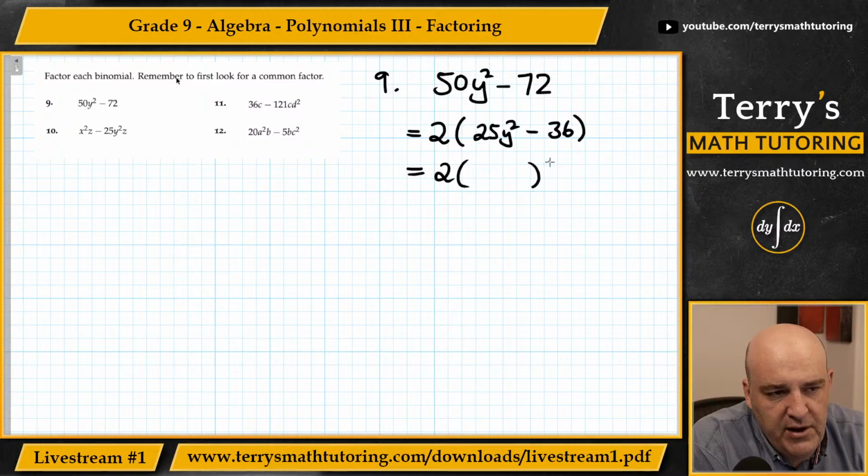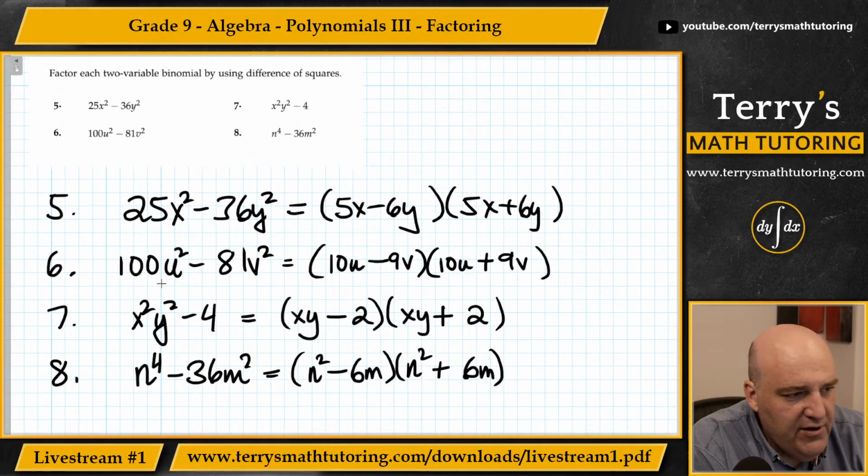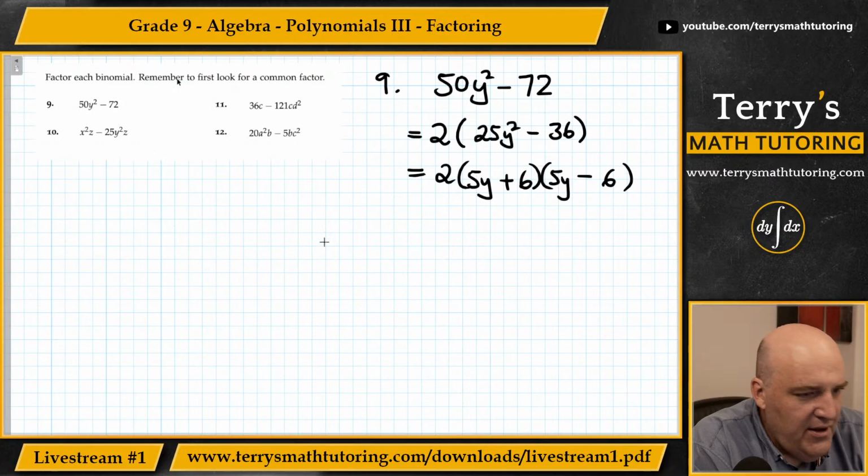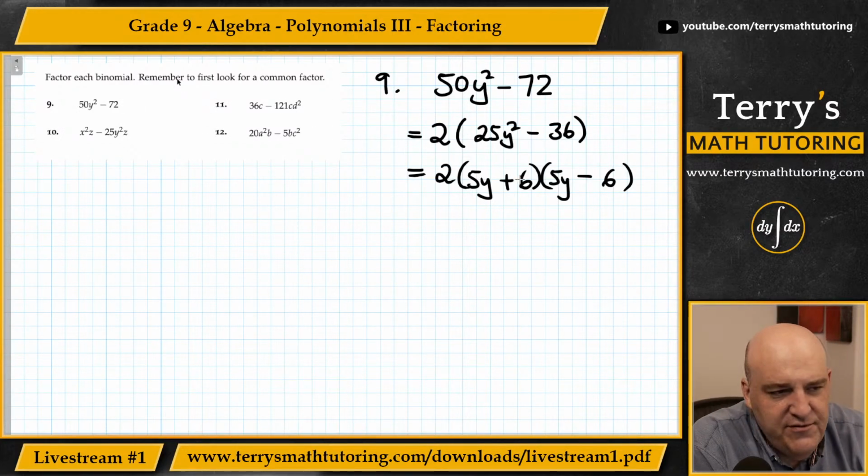So I'll write my brackets down to kind of set it up. What squared is 25y squared? That's 5y. I'll put that in both. What squared is 36? That's 6, right? And then 1 is plus, 1 is minus. I'll write plus here. I think on all these I wrote minus first and then plus. I'll write plus here and then minus there just for fun.